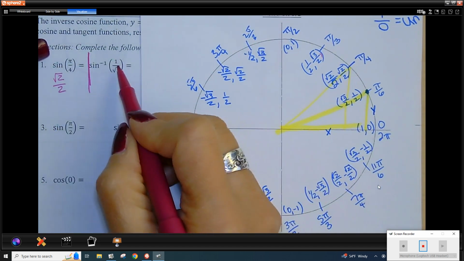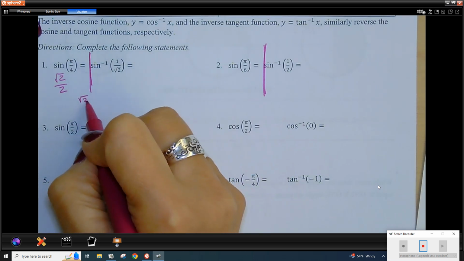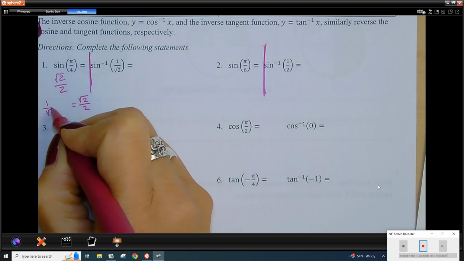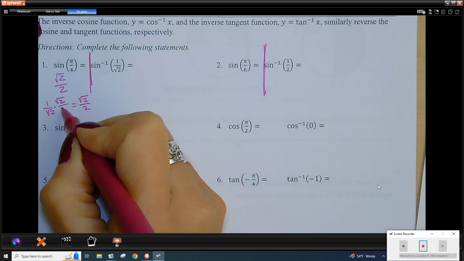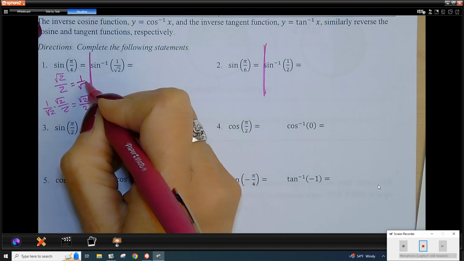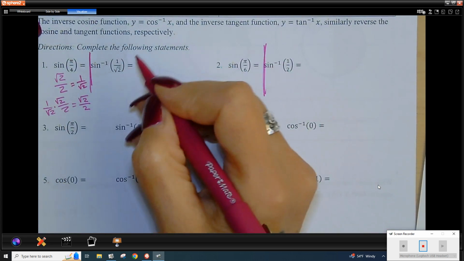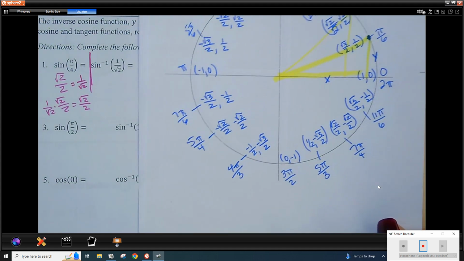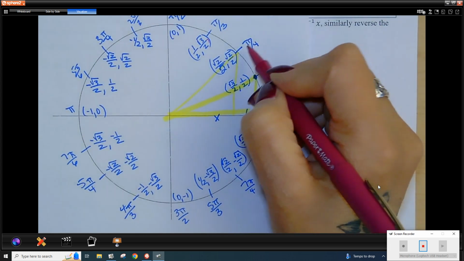Now this one says 1 over square root of 2, and let me show you how they got that. So square root of 2 over 2, we have 1 over square root of 2. We usually don't like the radical in the denominator, so you multiply by square root of 2 over 2, and that equals the same thing. So 1 over square root of 2 and square root of 2 over 2 are the same thing. So if you didn't know, because we just did it, you go to square root of 2 over 2 for sine, and your angle is pi over 4.